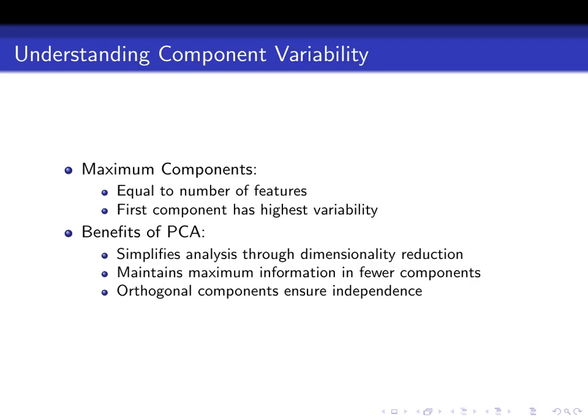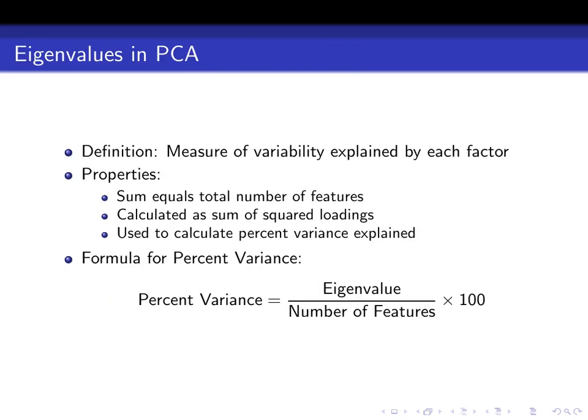When we work with PCA, it's important to understand how component variability works. The maximum number of components we can have equals the number of features in our dataset. But the beauty of PCA is that we usually don't need all of them. The first component always captures the highest variability, which makes PCA perfect for simplifying our analysis while maintaining as much information as possible. Now let's talk about eigenvalues, which are crucial in PCA.